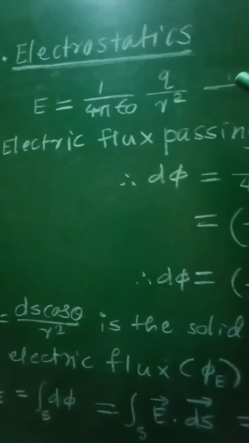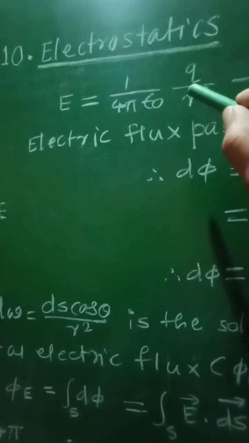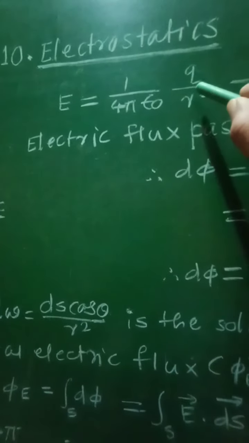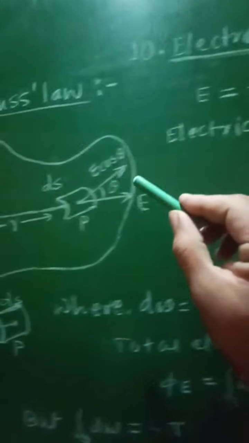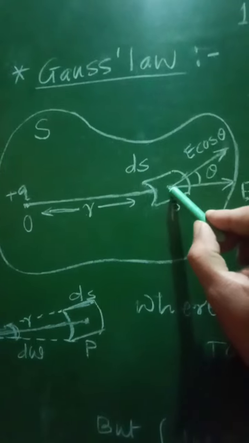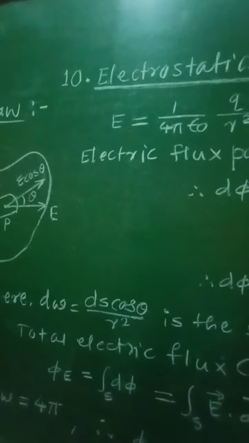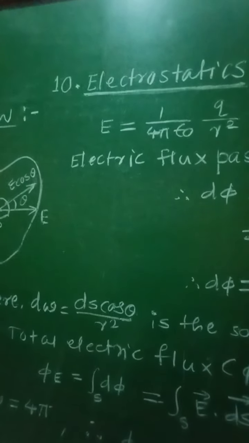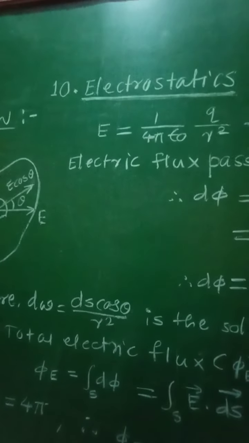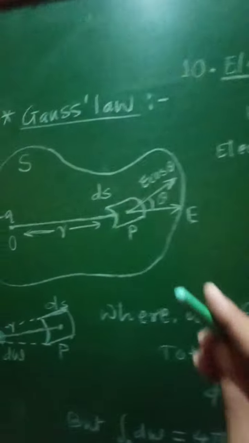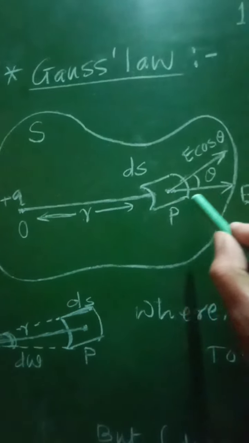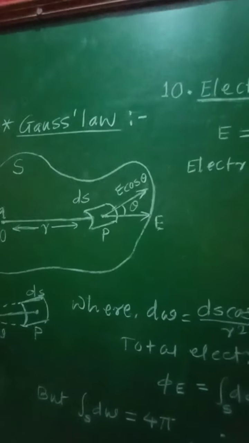Let it be equation number 1. So E is equal to 1 upon 4 pi epsilon 0 Q by R square will give us the electric field intensity at point P. Then the direction of this electric field intensity E will be along OP. It is along the same direction OP.